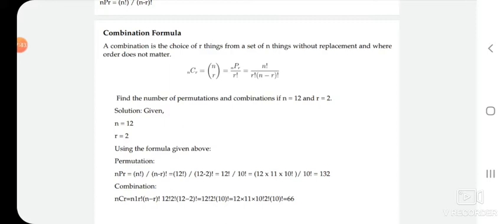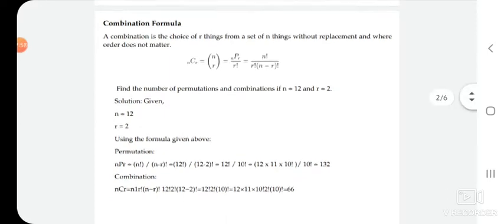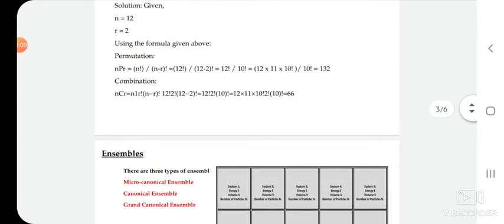Permutation means what? Picking first, second and third place winners. And combination means what? Picking 3 winners. It may be first, second or third. Okay, in this way we can understand the permutation and combinations.